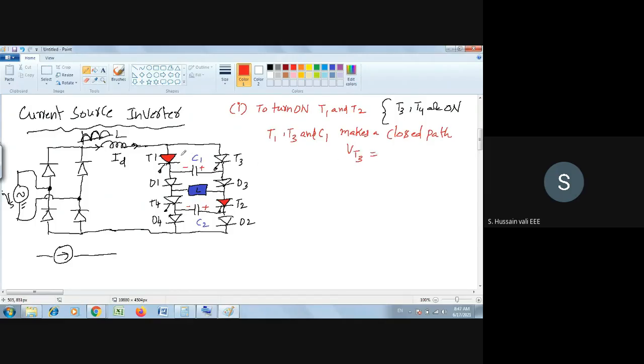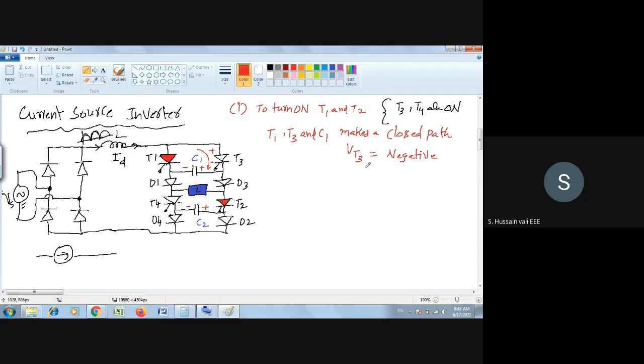The voltage across T3: just because T1 is on, it's a closed path, whereas this capacitor voltage is minus here and plus here. So you will understand yourself that the voltage across T3 is negative. We don't write any value, but I will write negative. Check yourself. Just apply KVL in this closed path, which is T1, C1, T3. If you take this closed path, you will understand that the voltage across T3 will become negative because you turn on T1.